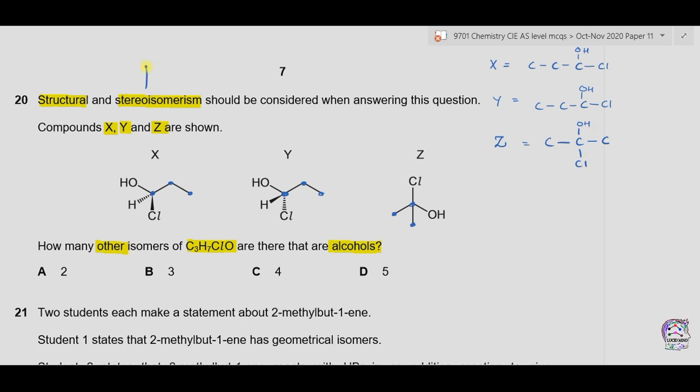In stereoisomerism, we have two types. Either there should be cis-trans isomerism, which needs a double bond between carbon atoms, or the second one must be optical isomerism, which needs a chiral center.